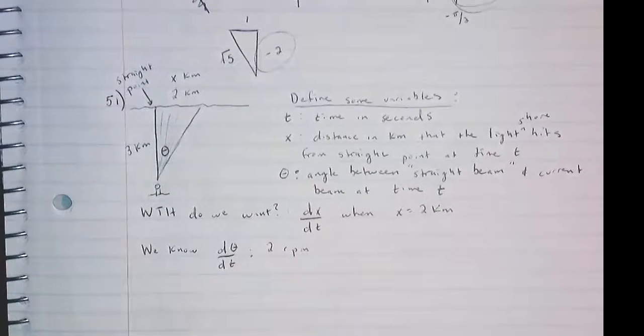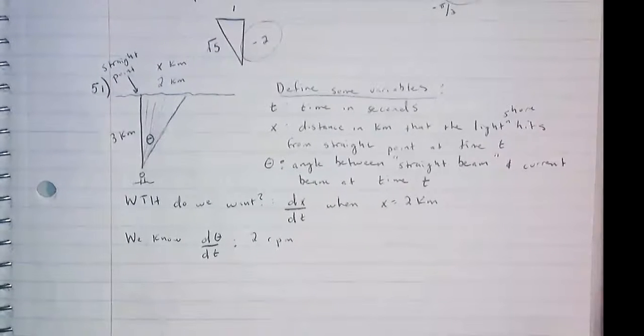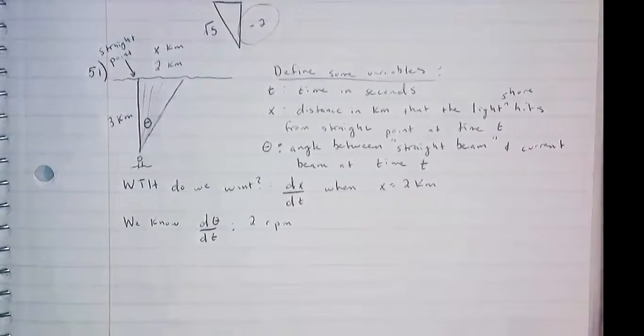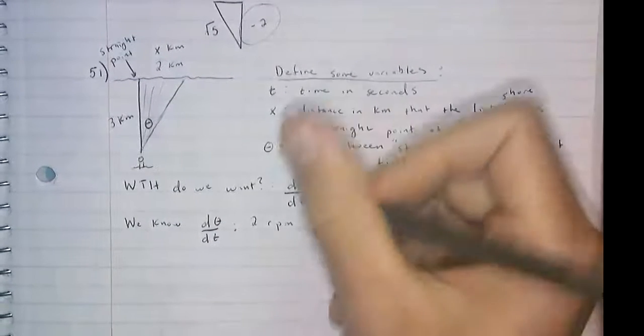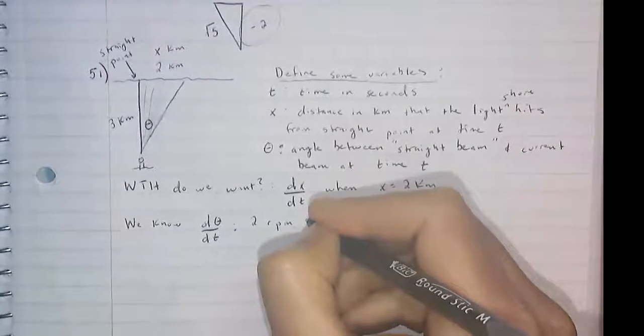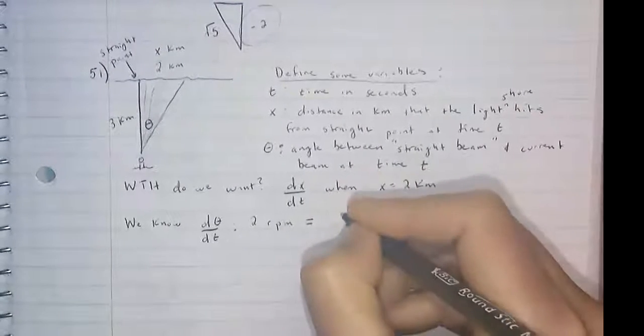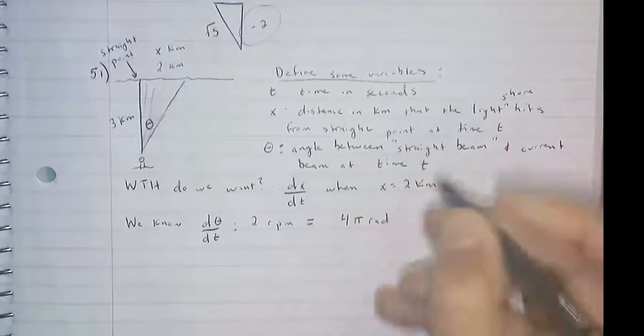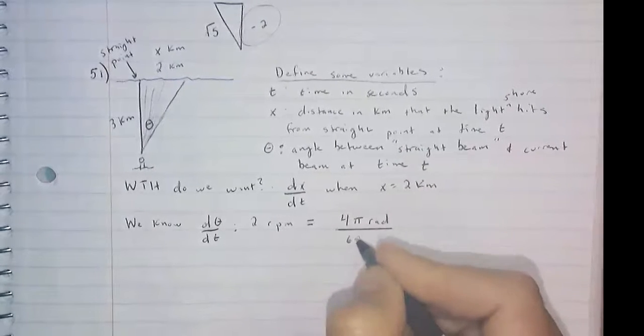We should probably turn that into something a little more useful for us. Maybe turn this into a radian measure, that if we're making 2 revolutions per minute, that means we are rotating 4 pi radians every 60 seconds.